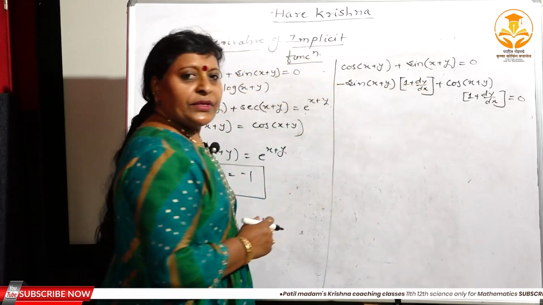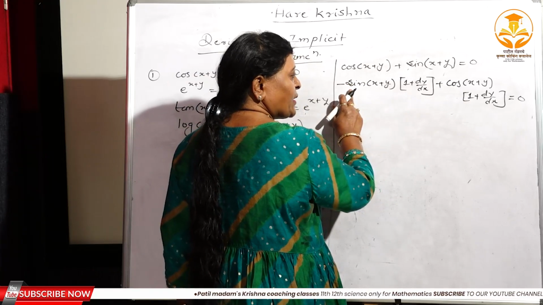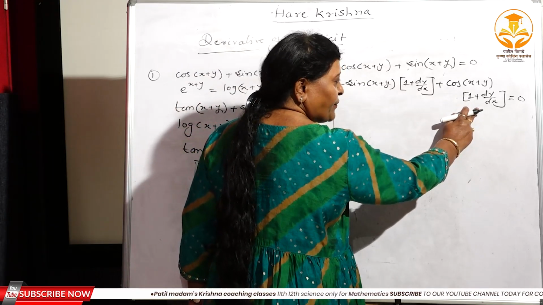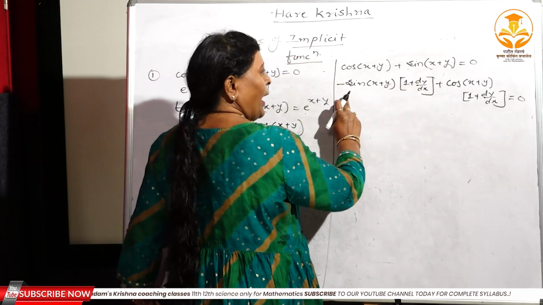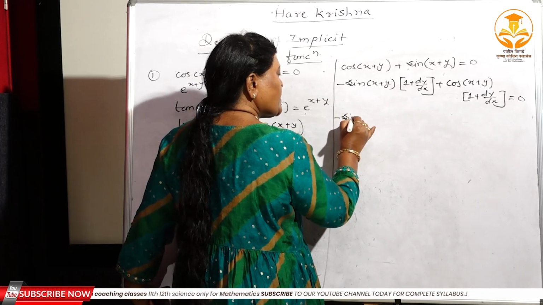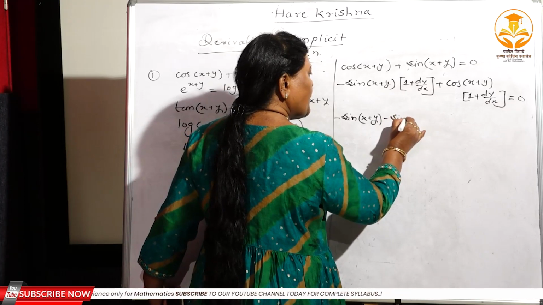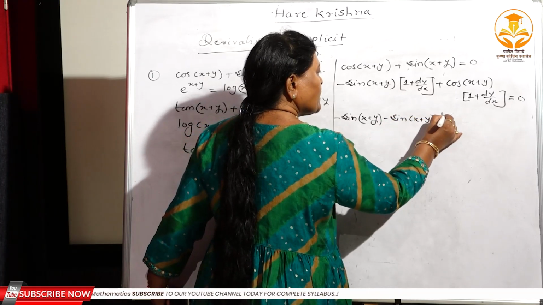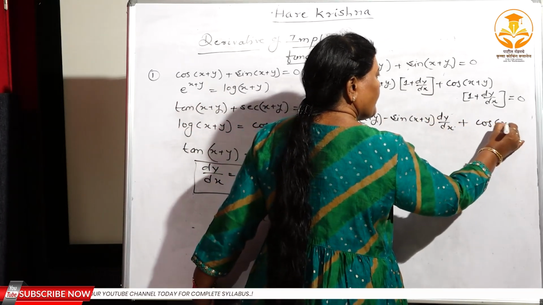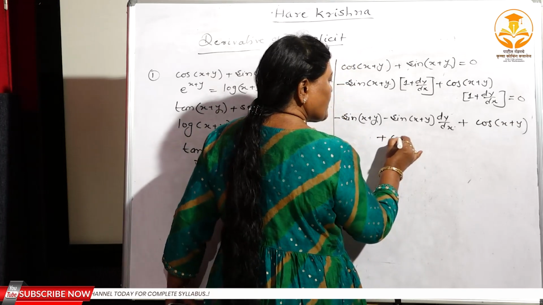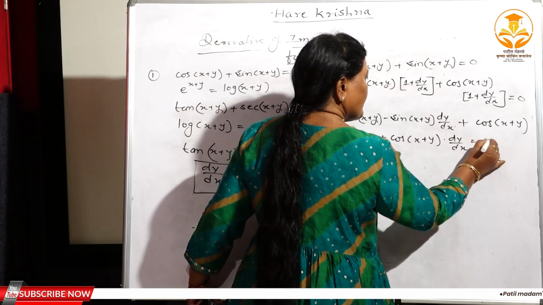So don't cancel 1 plus dy by dx. You can't cancel because it is multiplied by sin(x plus y) in one bracket and cos(x plus y) in the other. Therefore, multiply and open the bracket: minus sin(x plus y) into 1, and minus sin(x plus y) into dy by dx. Then multiply cos(x plus y) into 1, and cos(x plus y) into dy by dx. It is equal to 0.